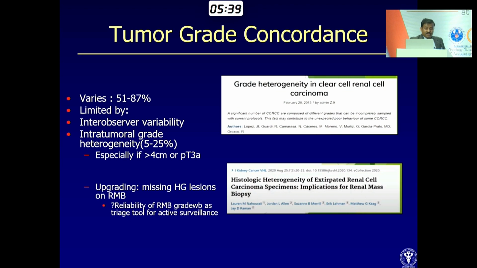Because of the inter-observer variability, and also because within the tumor itself there is grade heterogeneity, this grade heterogeneity can question the reliability of renal mass biopsy to decide to put the patient on active surveillance.